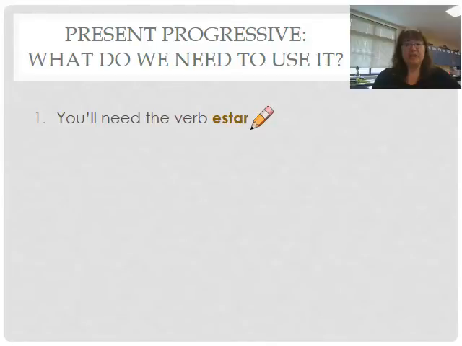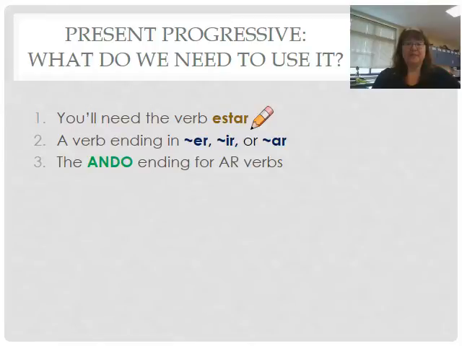And you can see the present progressive tense is used to say that an action is happening right now. So again, when do we need to use it? Or what do we need to use it? Well, you need estar. So estoy, estás, está, estamos, están. A verb, obviously, you need a verb. You need an NDO ending.